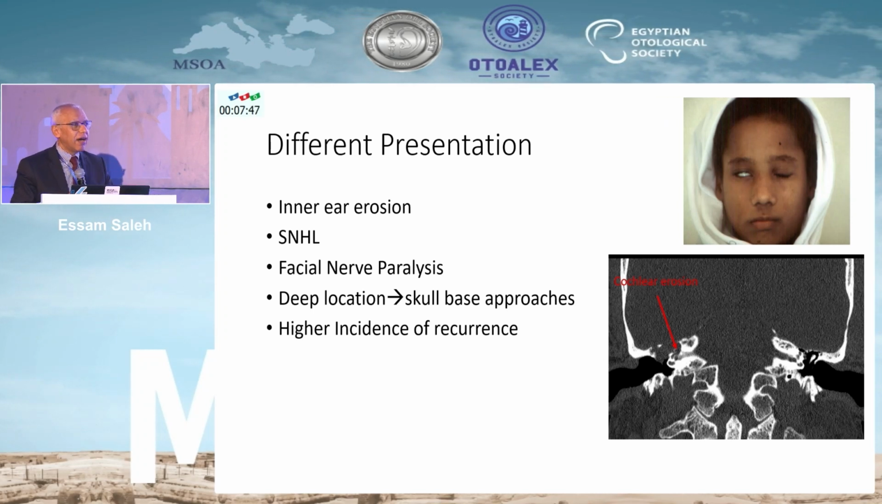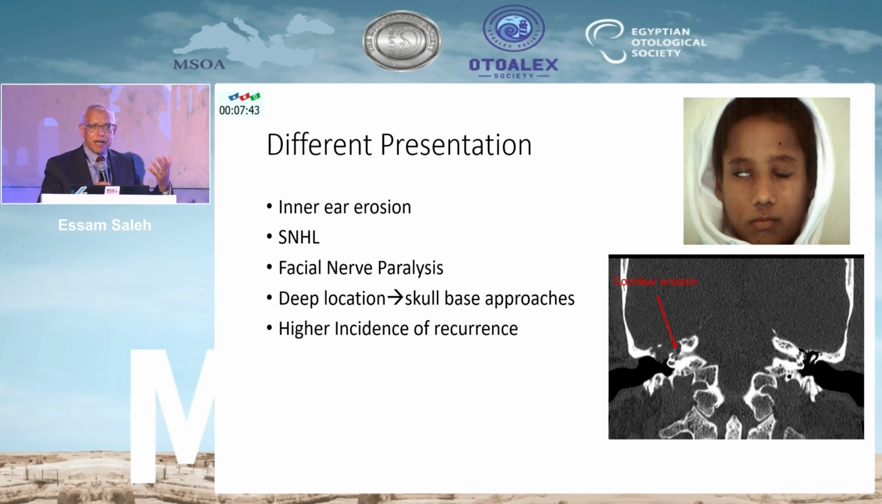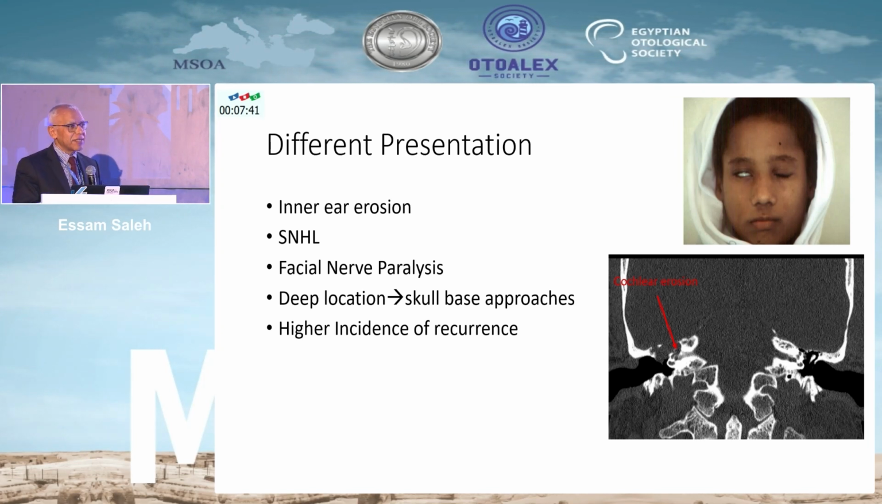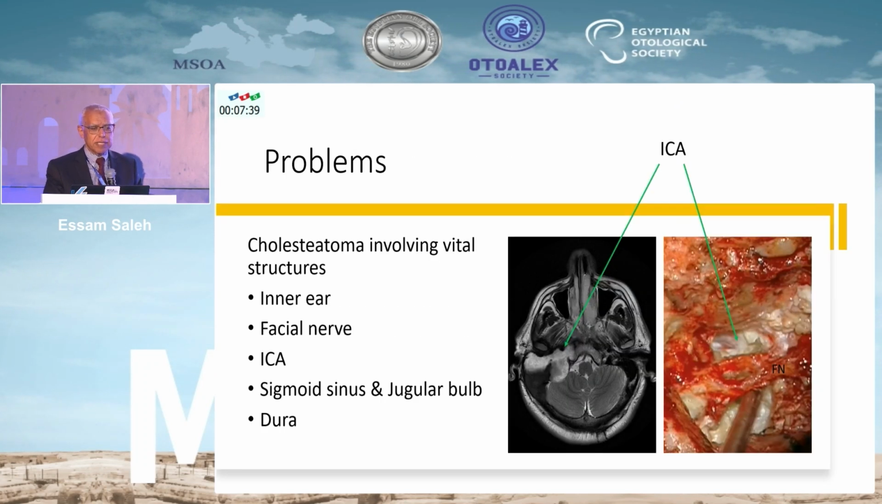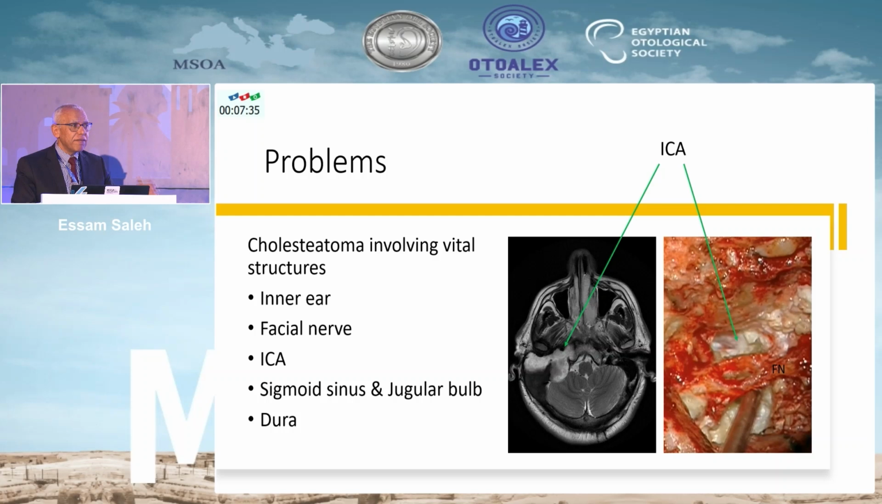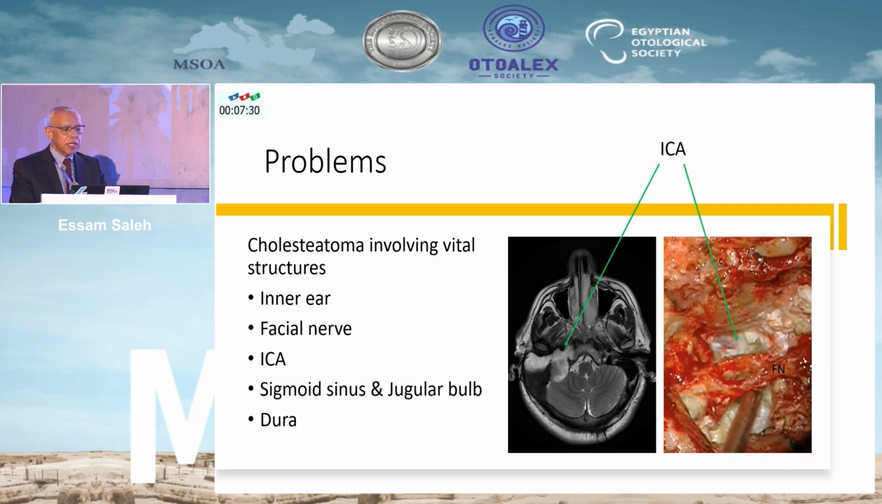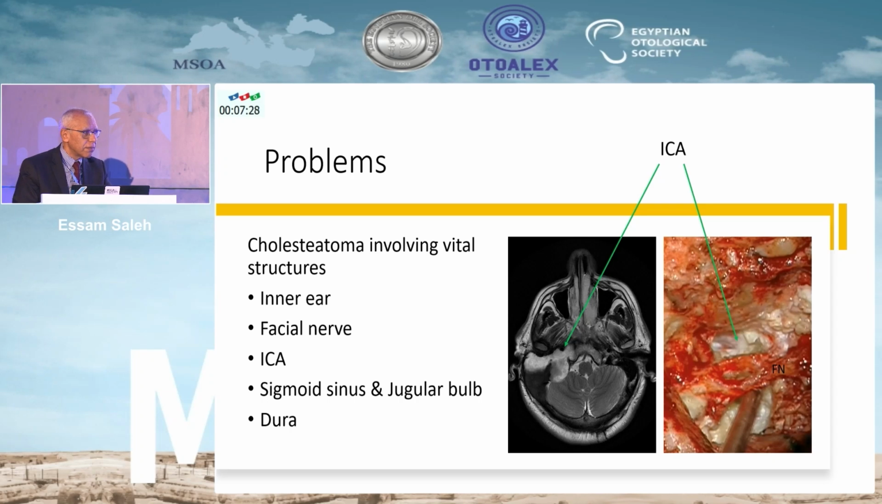And because they are deep and very extensive, the recurrences are much more than the ordinary cholesteatoma. So what are the problems? The problem is that we can involve vital structures, as we said already, inner ear, facial nerve, but also the internal carotid, sigmoid sinus, jugular bulb, and the dura.